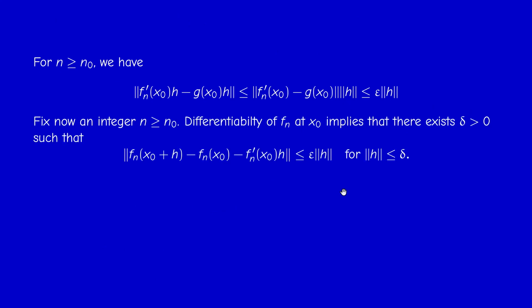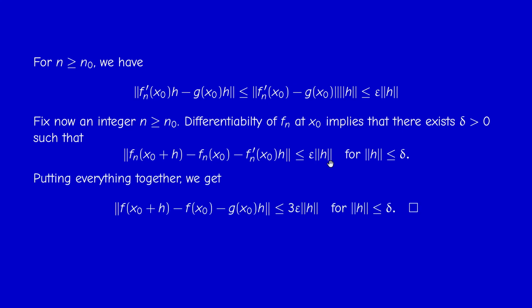So we fix an integer n bigger or equal than n0. So for example, take n equal n0. It doesn't really matter. Anything would do. By assumption, each fn is differentiable on u. So in particular, it's differentiable at x0. So the Fréchet differentiability condition implies that for h small enough, norm less than delta, the second term is less than epsilon norm of h.